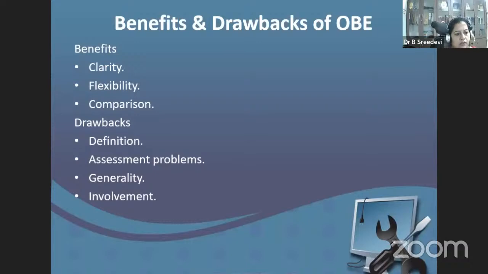Of course, this particular generality is nothing but, if this is the particular step that I should follow to gain this attainment, there is no such defined structure. We call it generality.